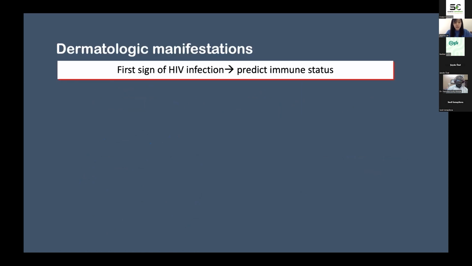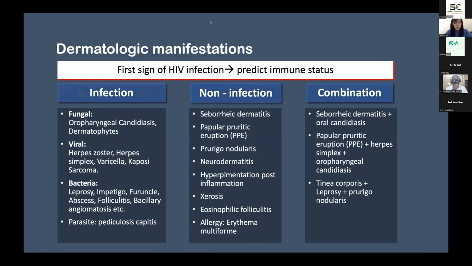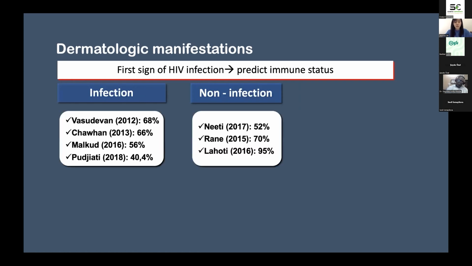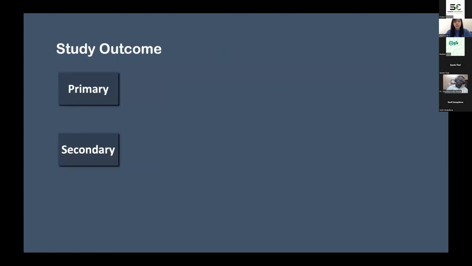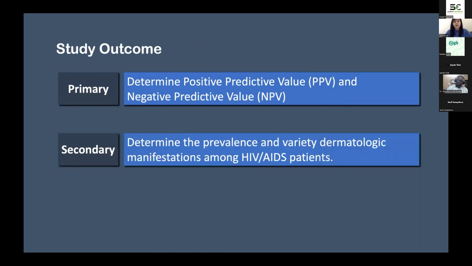of the patient. As in previous studies, manifestations are classified into three groups: the infection group, the non-infection group, and the combination. Previous studies show the infection group is associated with low CD4 cell count, while others state the contrary. Hence, our study aimed to determine the positive predictive value and negative predictive value as the primary outcome of the study, and also to determine the prevalence and variety of dermatologic manifestations among HIV/AIDS patients.